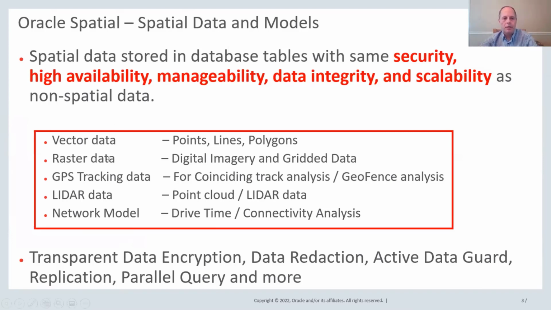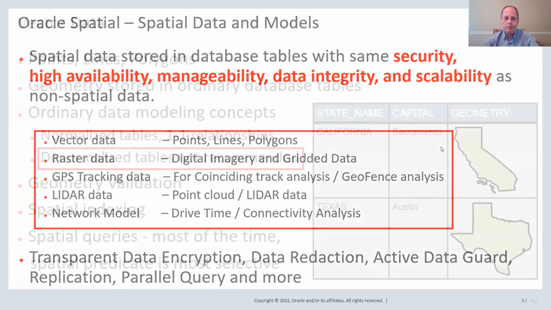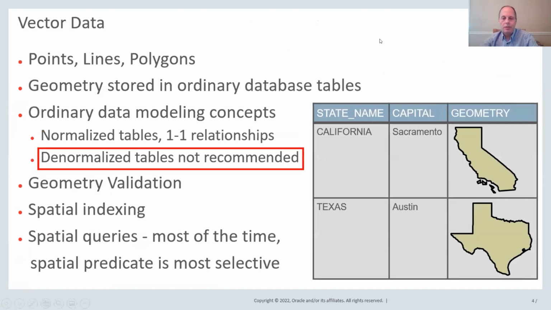Like I said, vector, raster, GPS tracking data, LiDAR data, network model. My best practices today will focus on the vector. So vector data is simply ordinary Oracle tables, no such thing as a spatial table. You can have one or more geometry columns. I heard that was talked about today too. Points, lines, polygons can be stored in that geometry column. Ordinary data modeling concepts apply, so normalized tables is what we recommend.